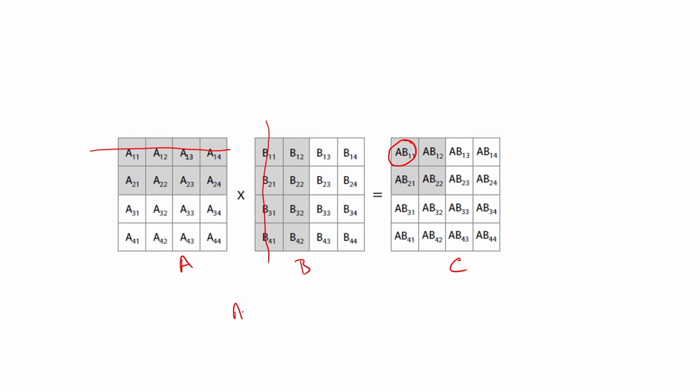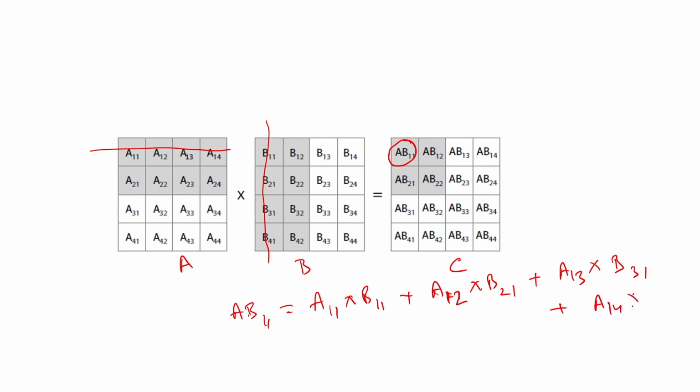So, to obtain AB11, I am going to multiply A11 with B11, then I am going to multiply A12 with B21, plus A13 into B31 and A14 into B41, right.